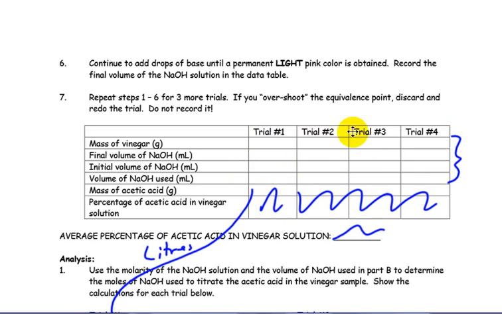So we're going to do this 4 times. If you find that you made a mistake and you overshot, you got to redo it. So maybe insert that trial over here or erase your material that you had here. Okay? So as I mentioned here, if you overshoot the equivalence point, discard and redo the trial. Do not record it.